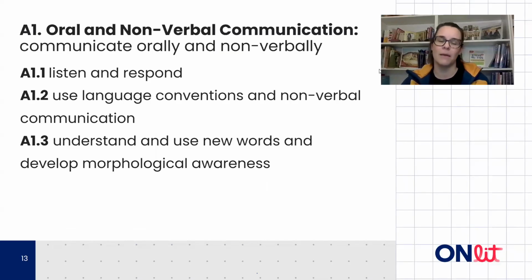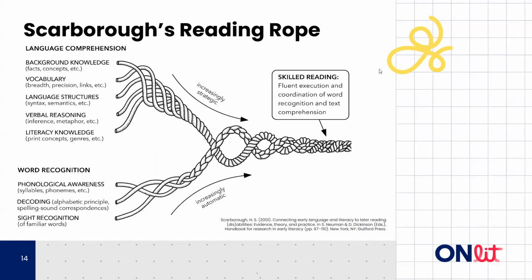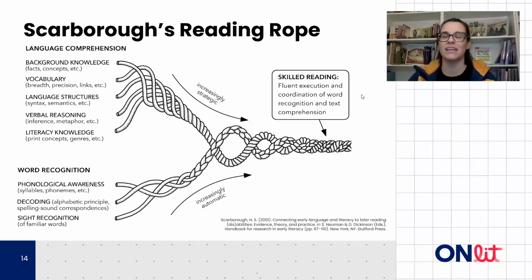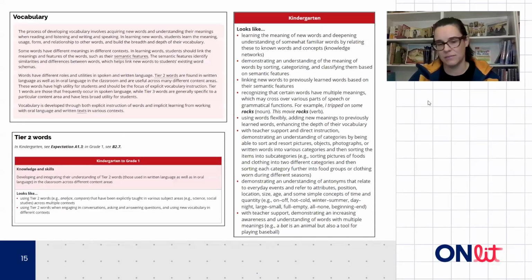And what I like about this, when you look back to that rope, you can see that it is directly related to these sections of the reading rope. So we definitely have the vocabulary and the language structure literally written in the new kindergarten program. This is small. I'm not expecting you to read it. But this is a real deep dive into the front matter.